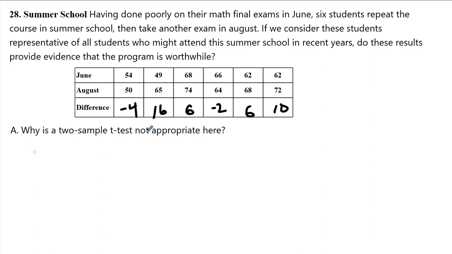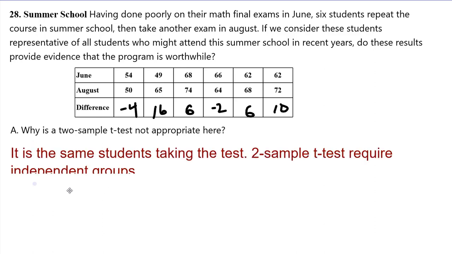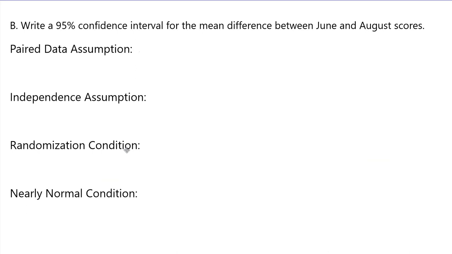So why is it not appropriate? Because it's the same students and they're not actually 2 random samples. So the methods we were using would be accounting for variation that's not actually there. So it's the same students taking the test. A 2-sample test requires independent groups, in other words. All right, 95% confidence interval for the mean difference between the two scores.